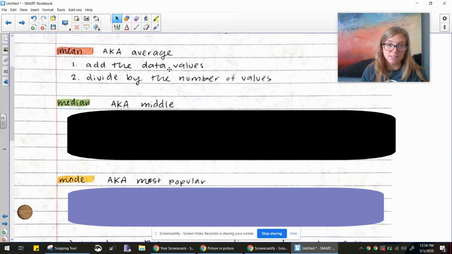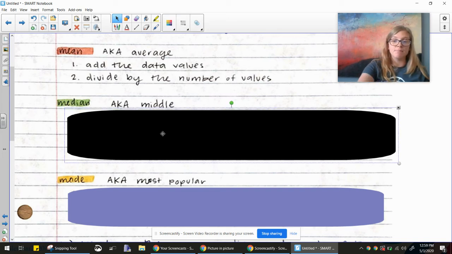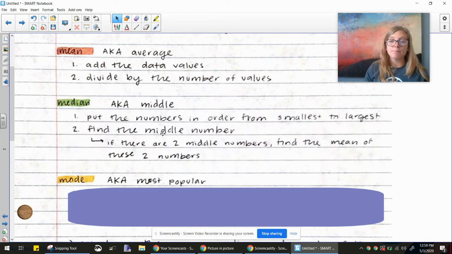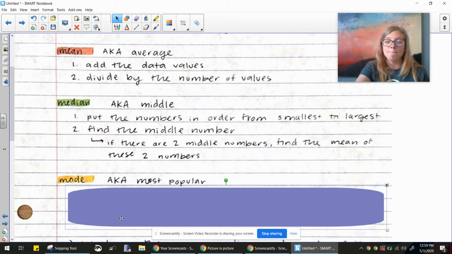Median is the middle, and we calculate the median by putting the numbers in order from smallest to largest and finding the middle number. Where median can get tricky is if there's an even number of values, which means that there would be two middle numbers. If that's the case, we're going to find the mean of those two numbers, so find that average between those two numbers.